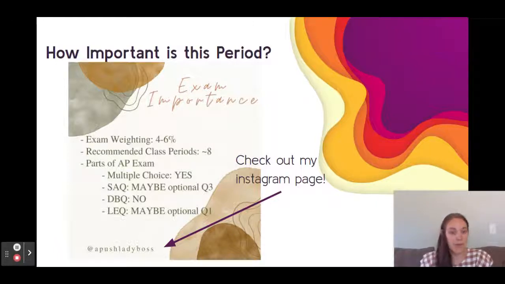For teachers, they recommend that you spend around 8 class periods on it. It will be included in the multiple choice section. It could be on short answer question 3. However, that's an optional question. You have a choice between 3 and 4. It will not be on the DBQ, and it could be on the optional first LEQ question.